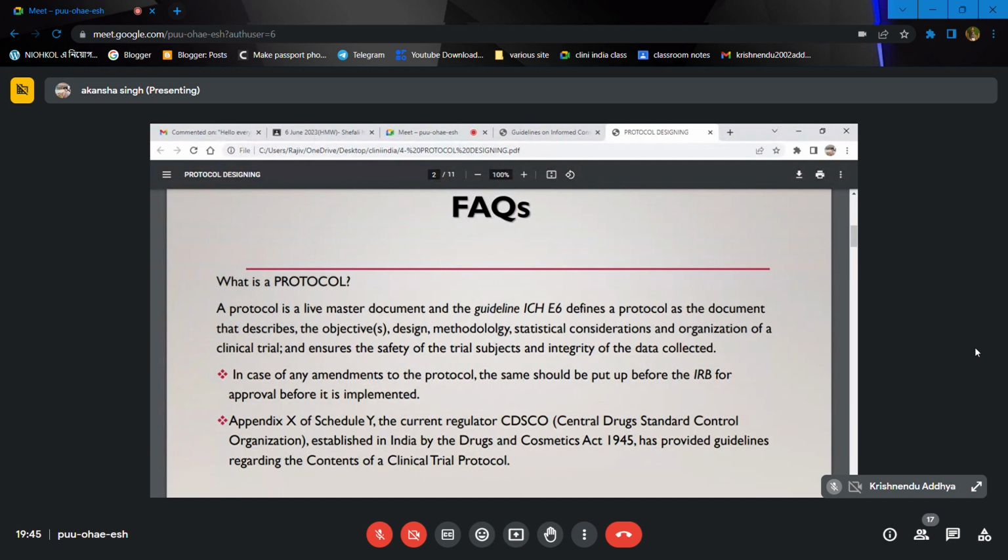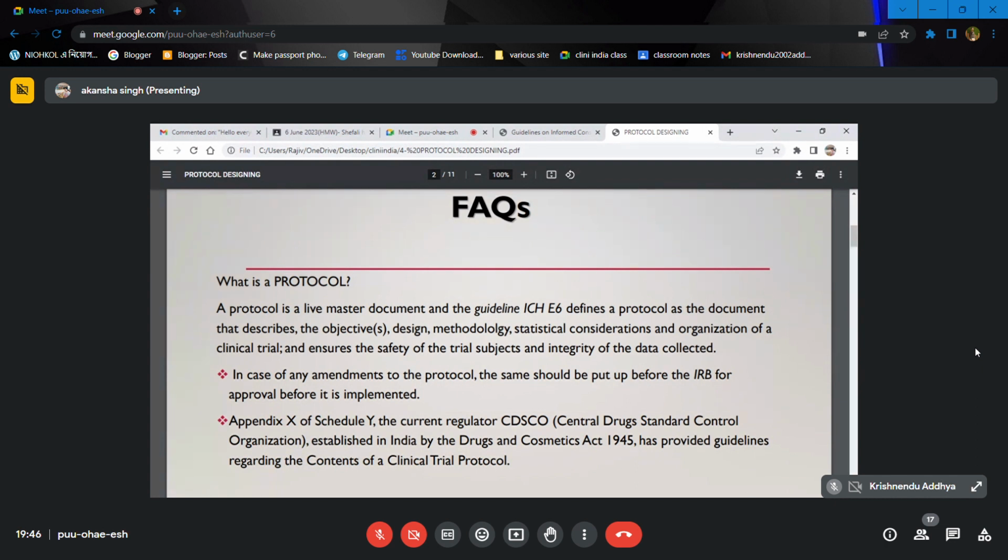Okay, so in the protocol everything will be there. In case of any amendments to the protocol, we first have to get approval from the ethics committee or IRB. They will review and then approve your protocol, and only then can you amend it. You have to follow the new amended one.